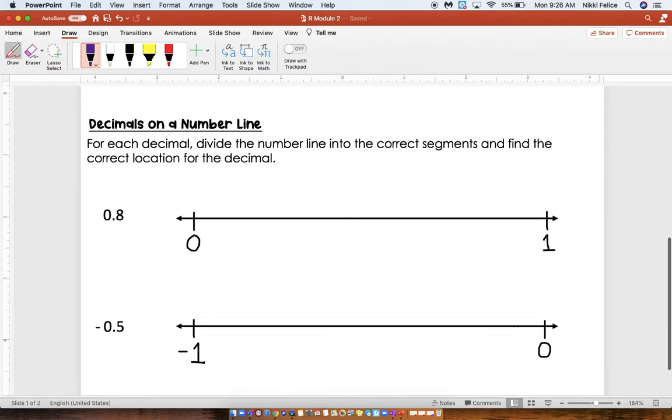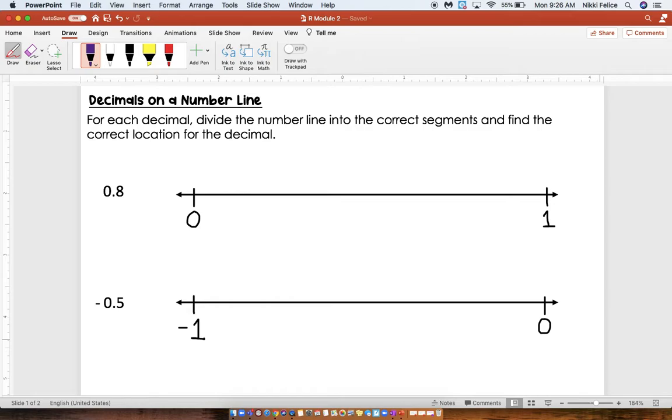Now when we put decimals on a number line, we do almost the same thing. We just have to remember how to say this decimal properly. This number is 0 and 8/10. This 8 is in the tenths place. If I were going to write this decimal as a fraction, it would look like this, 8/10.